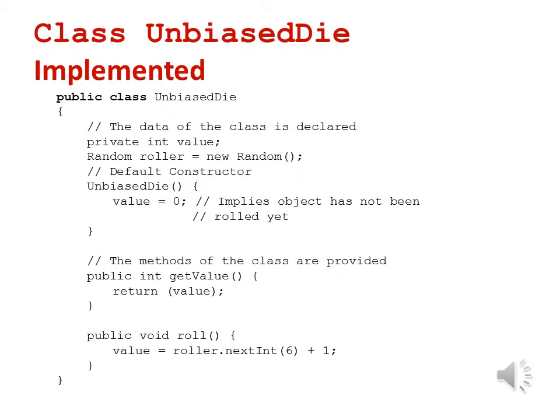We have defined the data attributes of the class. We have implemented the constructor. We have implemented the methods roll and getValue. The class UnbiasedDie is now ready.